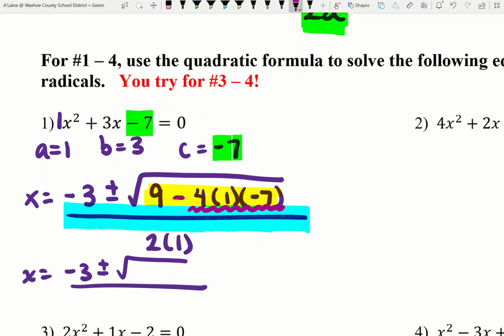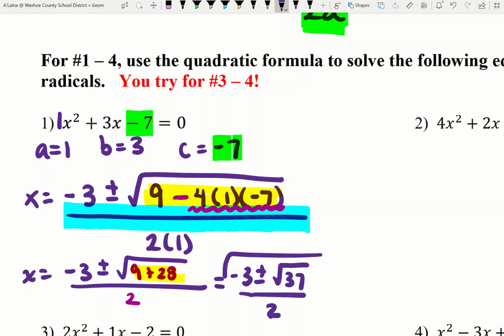But keep in mind, this minus is attached to the 4. So I'm going to just keep the 9 here. And a negative times a negative would make this a positive. 4 times 1 times 7 is 28. And then on the denominator, 2 times 1 is 2. I do want to finish this off by doing this addition, and then I'm going to be done with this problem. I'll end up with negative 3 plus or minus the square root of 37 over 2. Later on in the year, we might show you some that simplify a little bit more than this, but for now, we're going to stop right there at that problem.